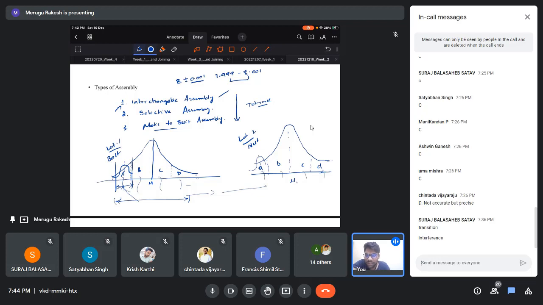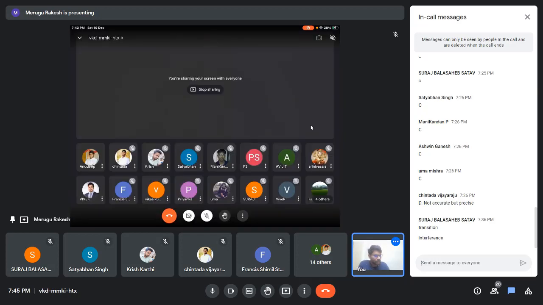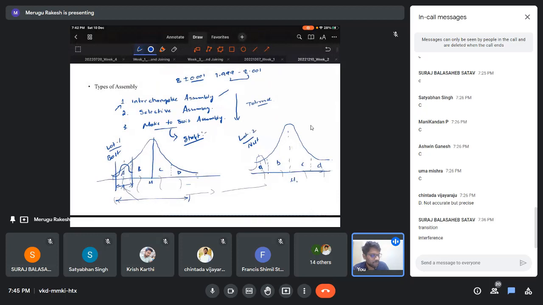Now when you come to make to suit assembly, this decreases even more. In make to suit assembly, I already have the shaft, and according to that shaft I will make the hole. Now I'm discussing shaft and hole, but this can be any type of feature. An internal feature we can say is a hole, and an external feature of any shape can be termed a shaft. These are the different types of assemblies that are generally discussed.